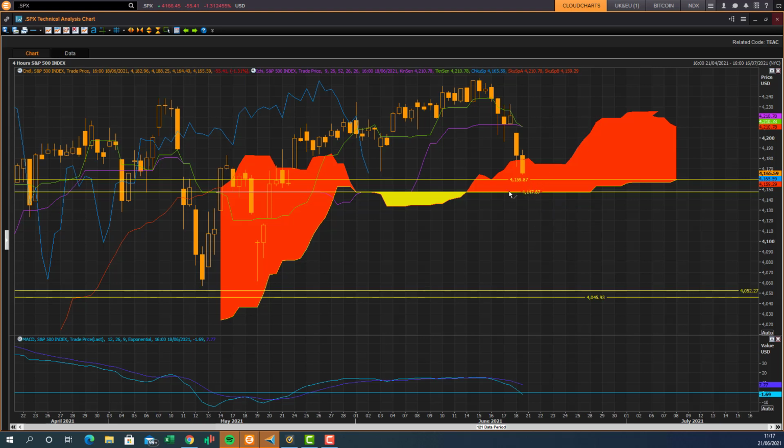As long as we stay above the bottom end of the cloud, the 4-hour chart should be okay from a bullish versus bearish perspective. But as soon as the price action slices through the bottom end of the cloud, then we're moving into bearish territory from an Ichimoku cloud chart perspective.